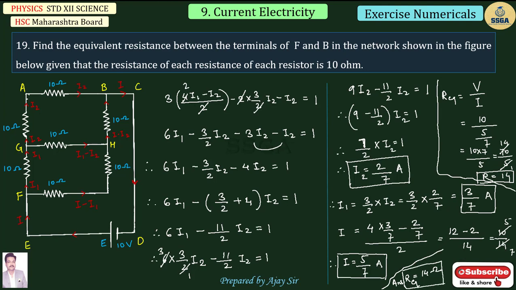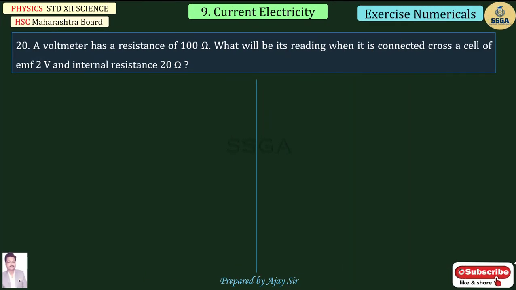So now let us start the next question, that is question number 20. A voltmeter has a resistance of 10 ohm. What will be its reading when it is connected across a cell of 2 volt and internal resistance 20 ohm? So this is our last question. So let us write the given things. A voltmeter has a resistance, that is R given. So first write the given things.